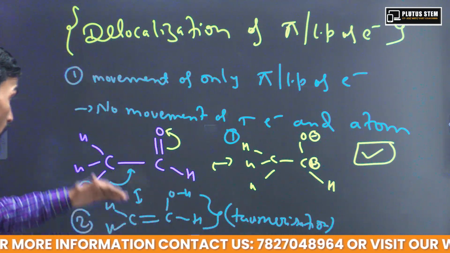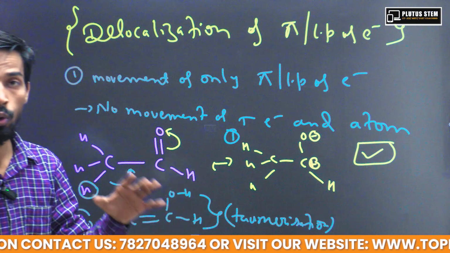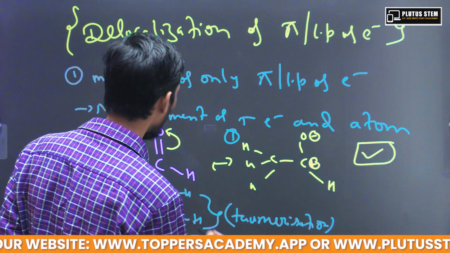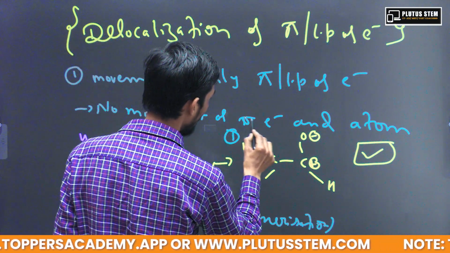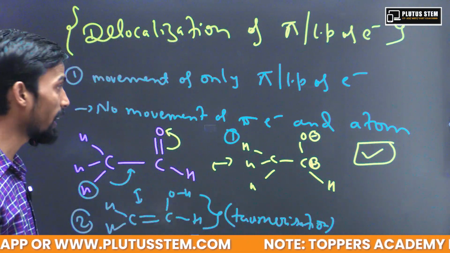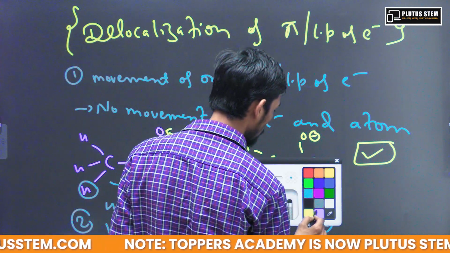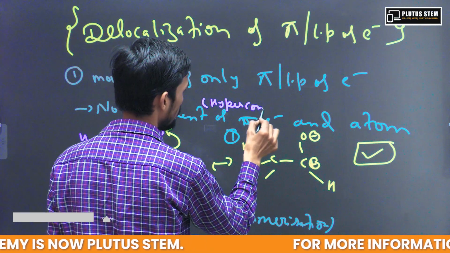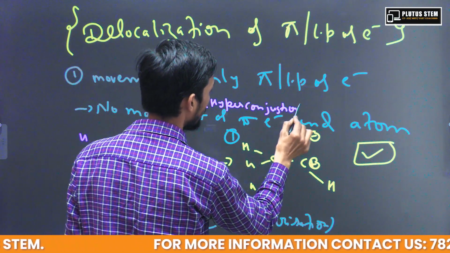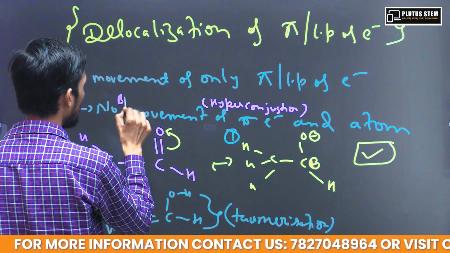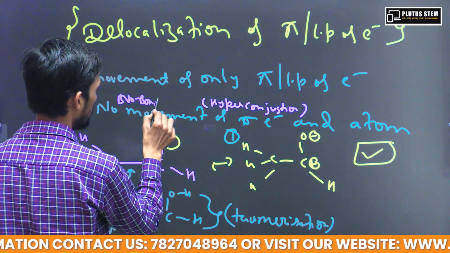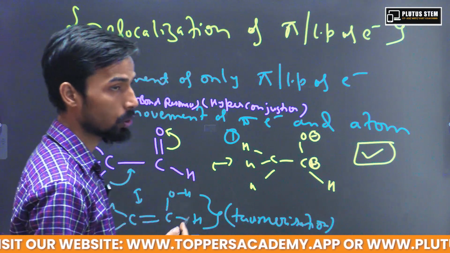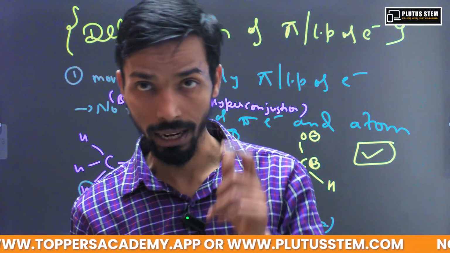So the main difference over here is that no movement of atom takes place. And we have also told you there is no movement of sigma electron. Sometimes the movement of sigma electron takes place, and that gives rise to hyperconjugation, or no bond resonance.